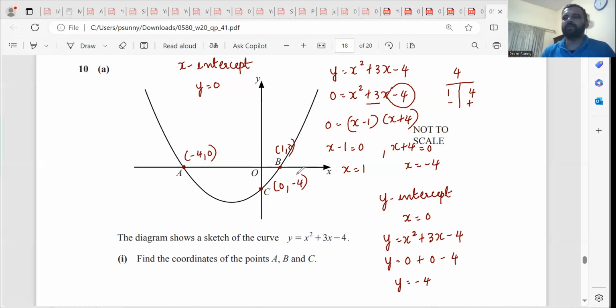So this is how we find the coordinates of A, B, and C. A and B are the x-intercepts, points that lie on the x-axis, so their y value will be 0. In the original equation, substitute 0 for y, solve for x by factorization, and you will get the x values as 1 and minus 4. Then C is on the y-axis, so its x value will be 0. In the original equation, substitute 0 for x and you will get y. So this is the first part, the A part of the differentiation question. Now let's see the B part here.